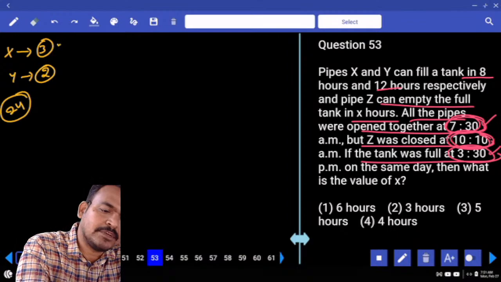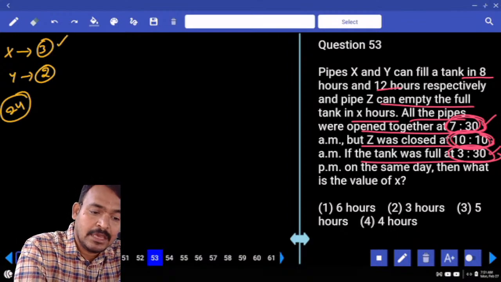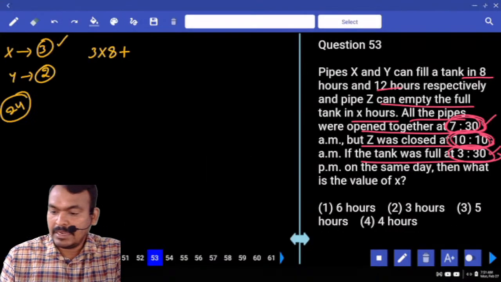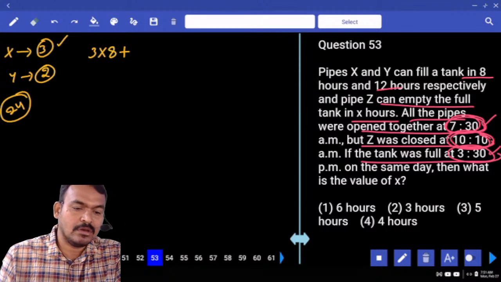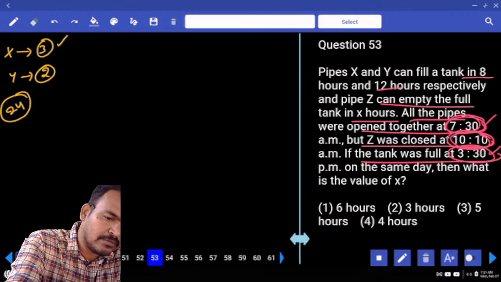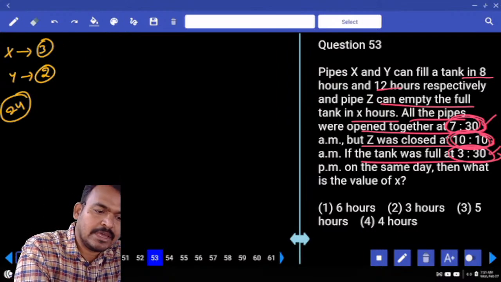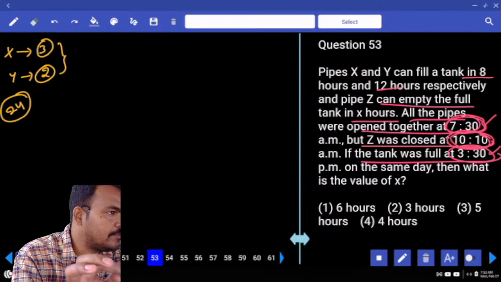What is the X efficiency per hour? 3. In 8 hours that means 3 into 8, and Y is also open for 8 hours. What is the X efficiency? 3. Y efficiency 2.